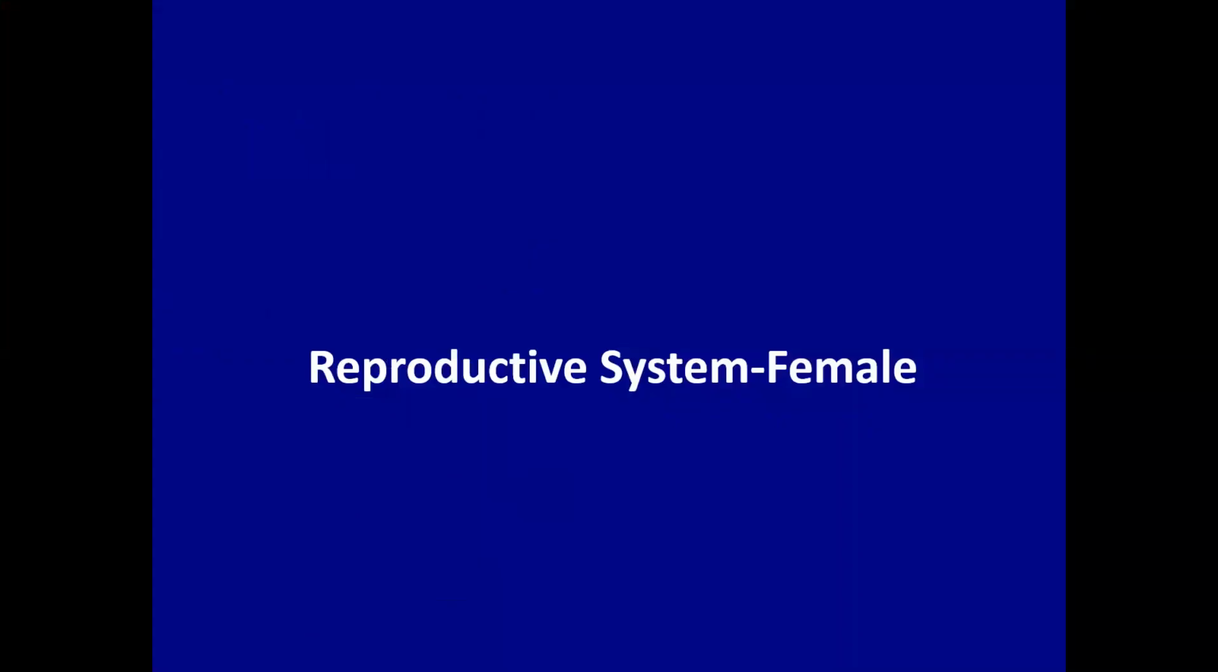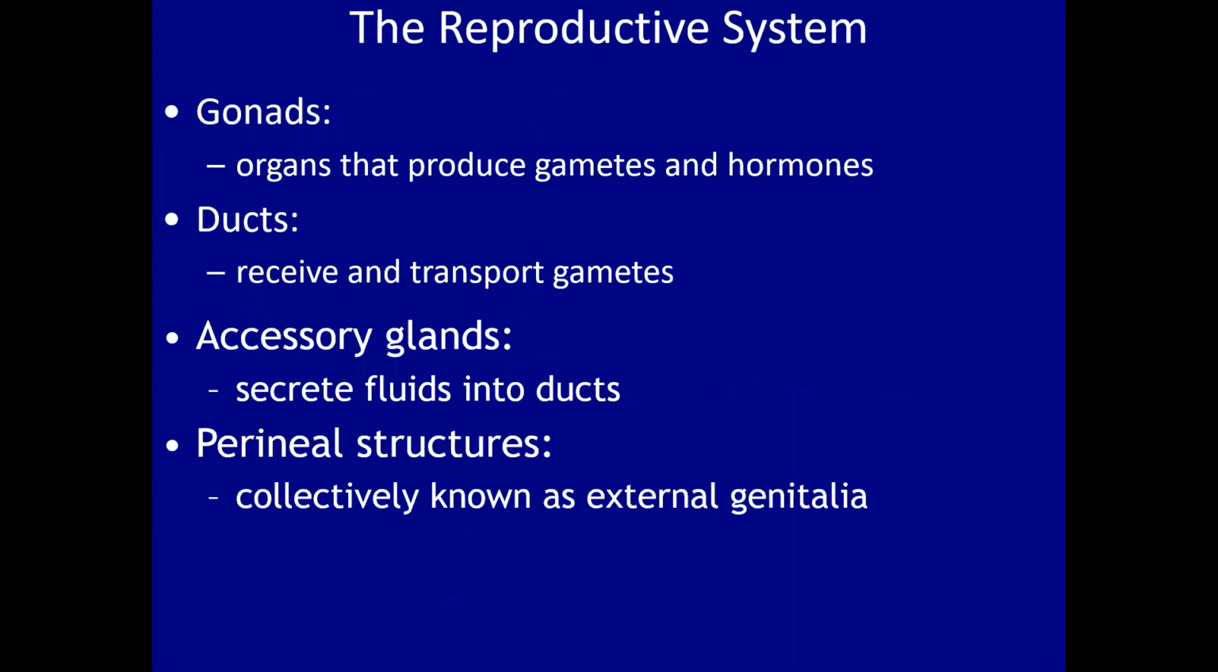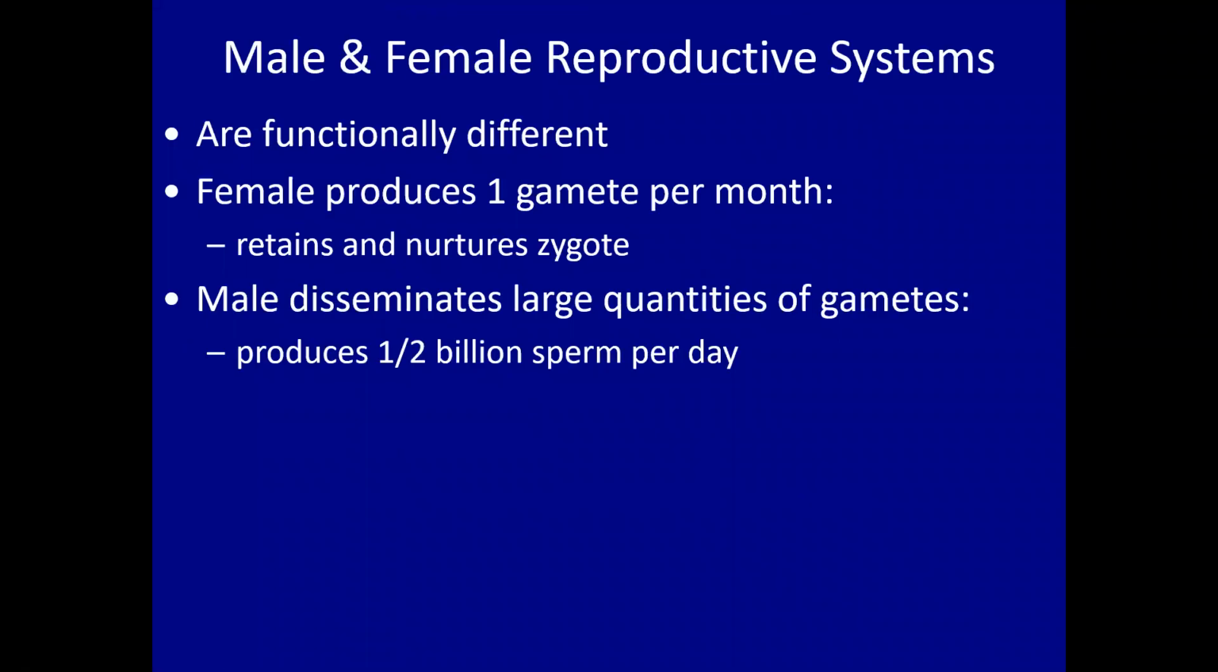This is the first of 2 lectures on the female reproductive system. The same as we found for the male reproductive system, the female reproductive system contains gonads. They have ducts, accessory glands, and perineal structures. As we discussed before, these systems are functionally different.